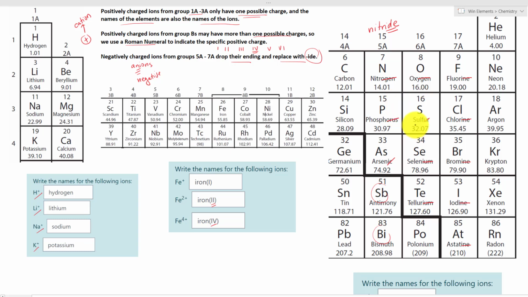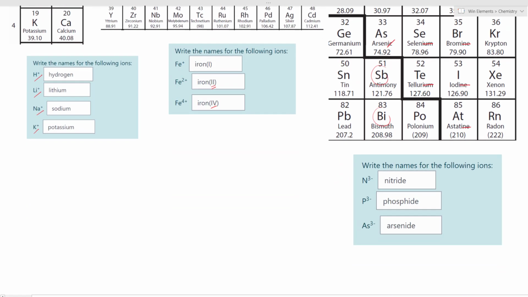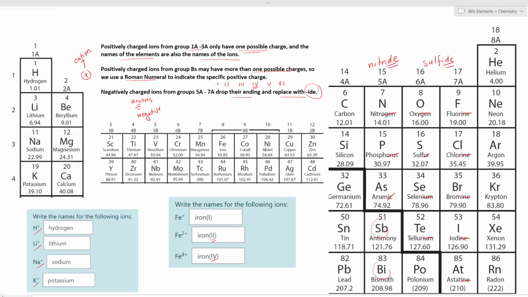Just to illustrate, like sulfur, we have sulfide. There you go. See how that works? So now you can use your periodic table to name any monatomic ions using the names on the periodic table that are given to you. And here are some examples of negatively charged ions. For nitrogen, we have nitride, phosphorus, we have phosphide, and arsenic, we have arsenide. So that is how we use the periodic table to name any monatomic ions.